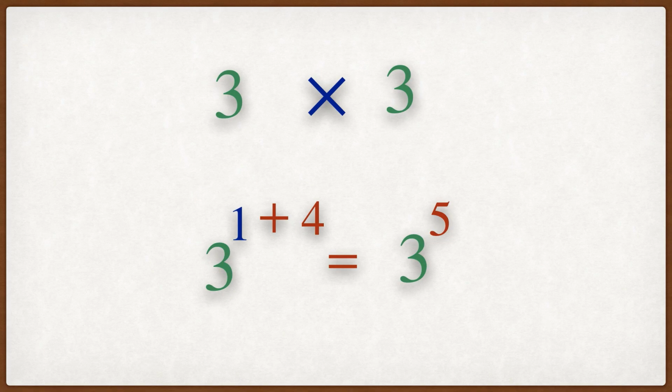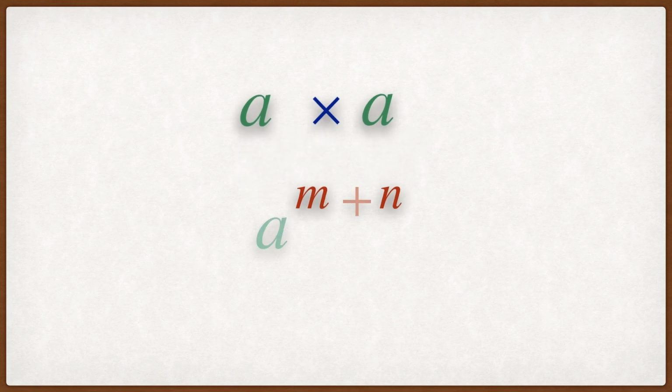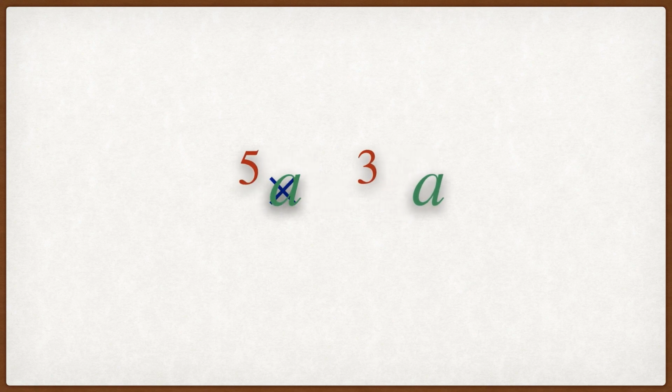Generally, this rule holds true for any value, say a, raised to some power m. Multiplying with a to the power of some other number, say n, is also equivalent to a to the power of m plus n. So a to the power of 5 multiplied by a to the power of 3 would be equal to a to the power of 8.